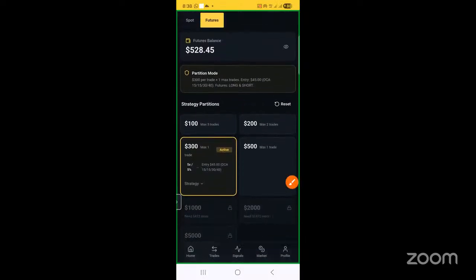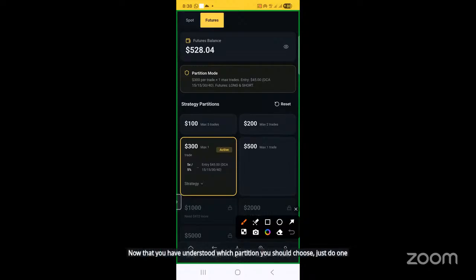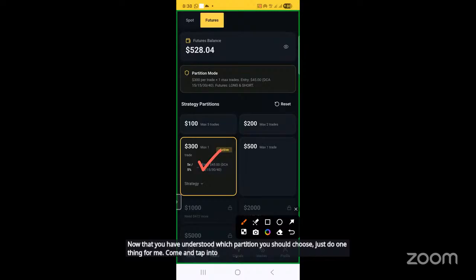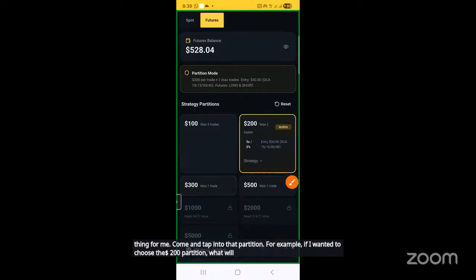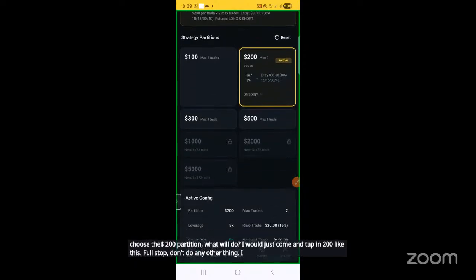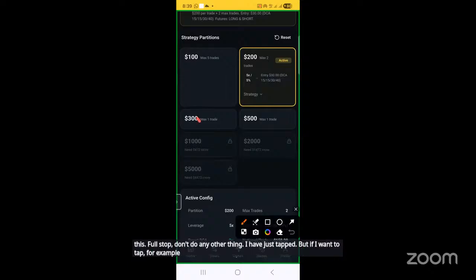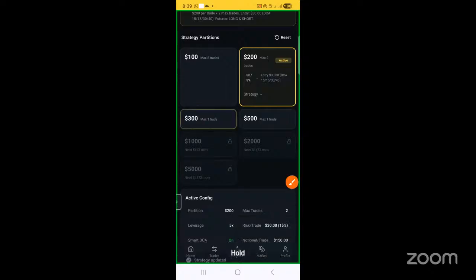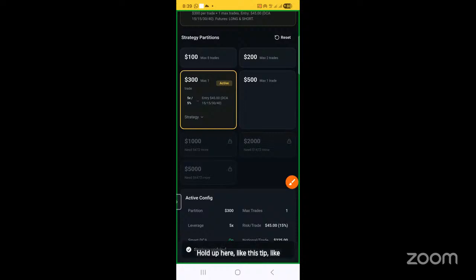So now that you have understood which partition you should choose, just do one thing for me. Come and tap into that partition. For example, if I wanted to choose the $200 partition, what will I do? I will just come and tap 200 like this. Full stop. Don't do any other thing. But if I want to use the 300, I'll just come and tap here, once. Now that means I have chosen to use the $300 partition.